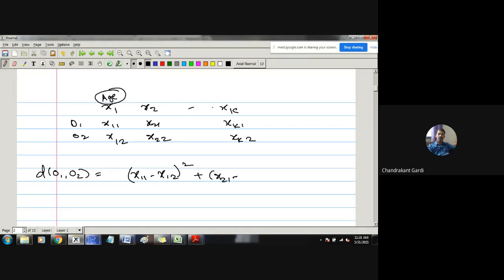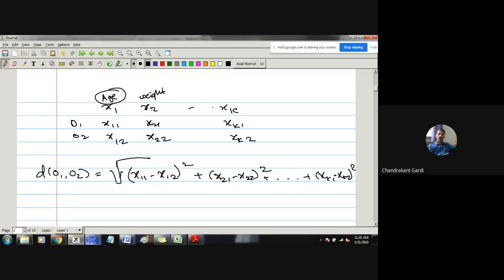Then (x21 minus x22) bracket square. Suppose this is weight. In terms of weight, how far these two observations are from each other will be given by this particular thing. Finally we will have the last term as (xk1 minus xk2) bracket square, and the square root of this will be the Euclidean distance between O1 and O2.